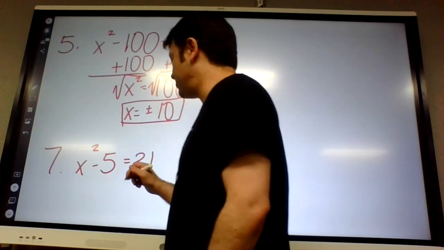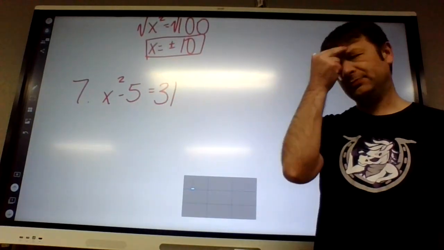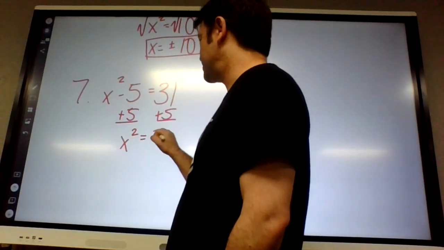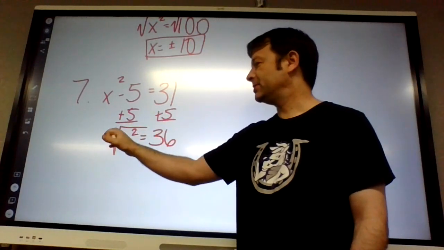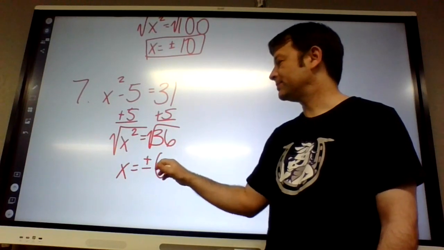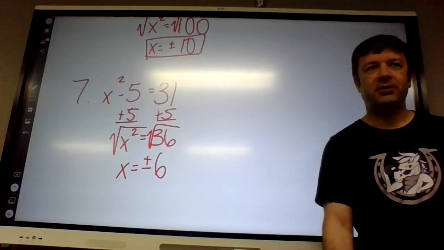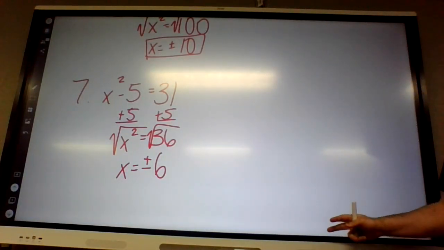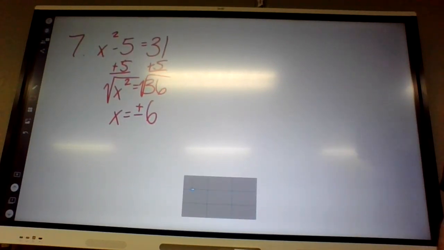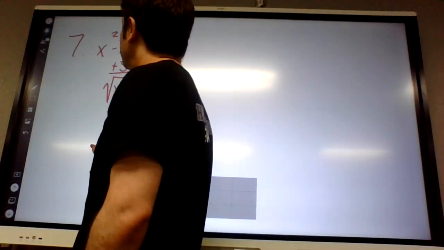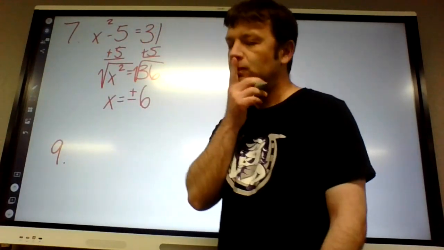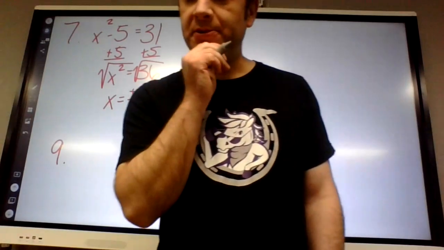Okay, Sophia, what's my first step on 7? Plus 5. So I got x squared equals 36. And then we square root. So what's it going to be? Plus or minus 6. And just like always, you could plug these in and make sure they're going to work. If you do it right, you're not going to get extra answers like when we squared both sides in the last chapter. But you can always check your answers on equations.